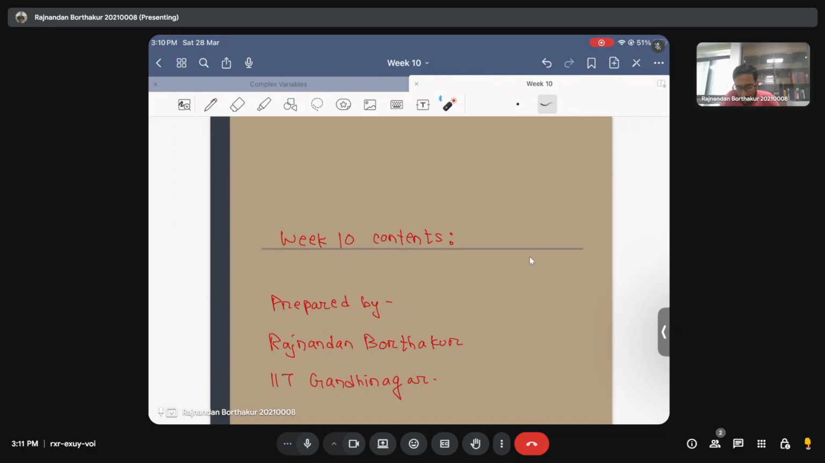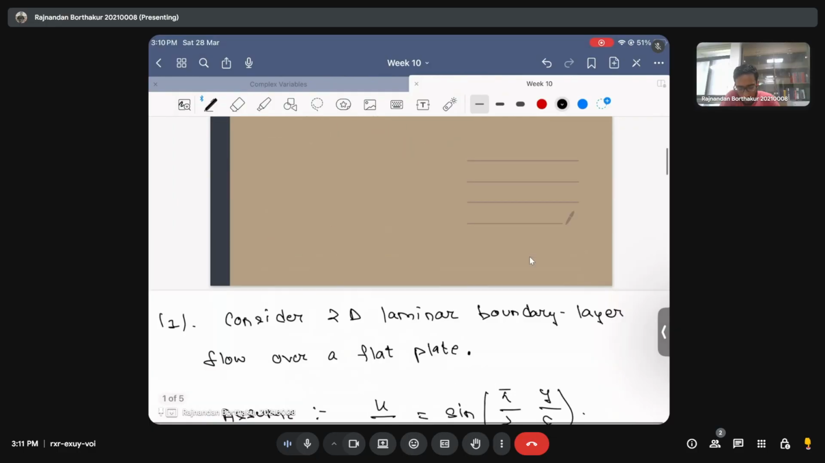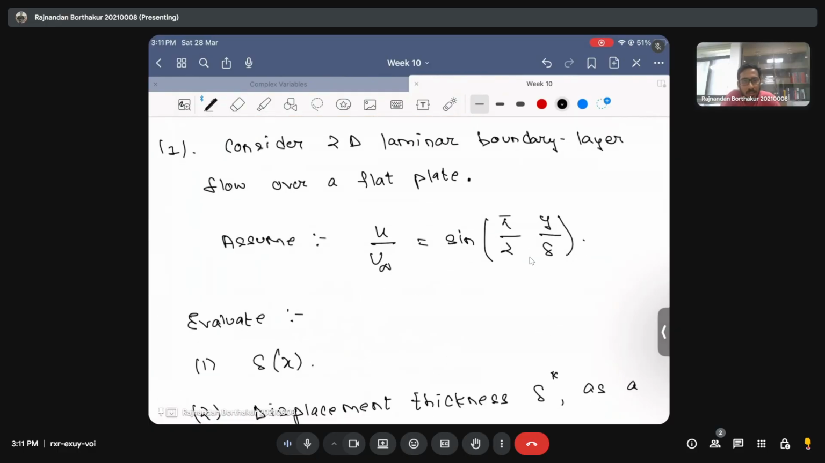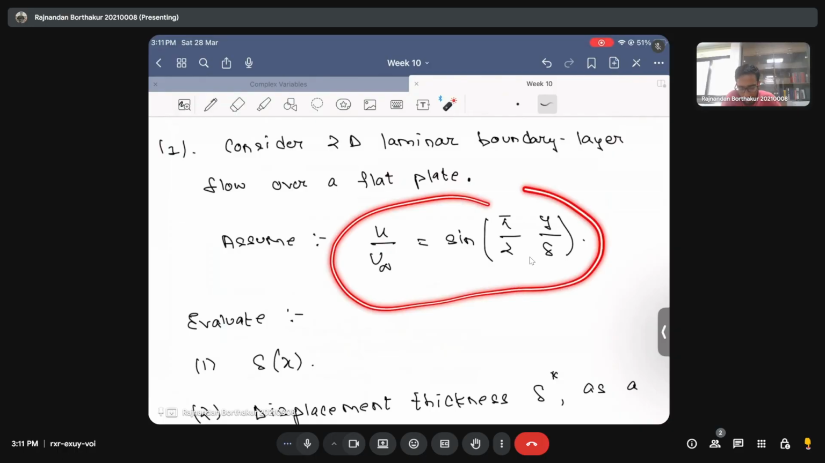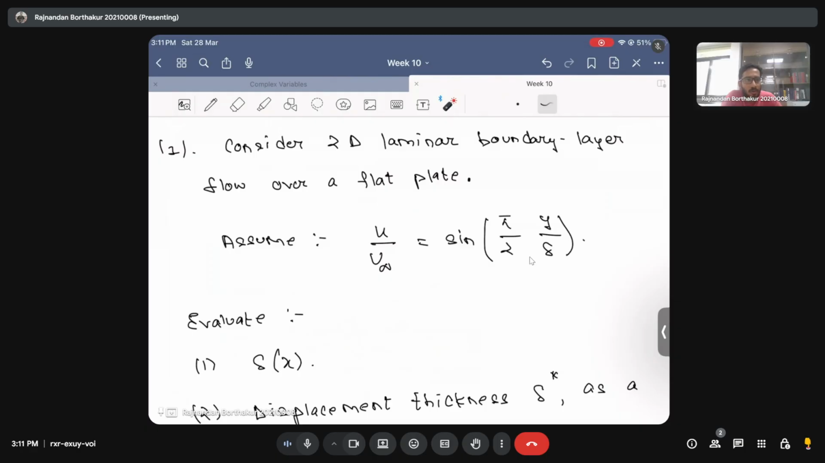Okay, so to elucidate further, we will look into one more example where, as you can see on your screen, we consider a 2D laminar boundary layer flow. But this time, instead of taking a polynomial profile of u by u infinity, we will consider a sinusoidal profile here. And rest assured, we'll not bother about calculating the constants in the velocity profile, because the boundary conditions are trivially satisfied here. For instance, at y equal to 0, I know that my velocity is u equal to 0, and that indeed is the case because at y equal to 0, this term vanishes.